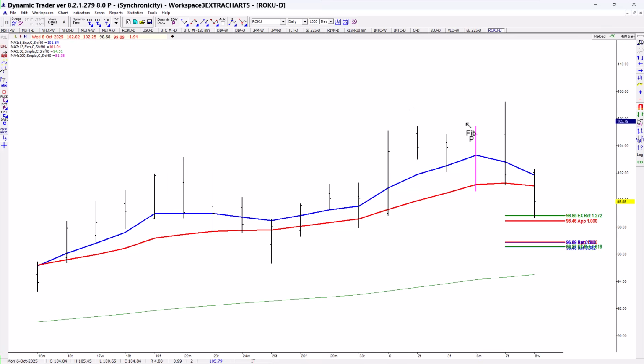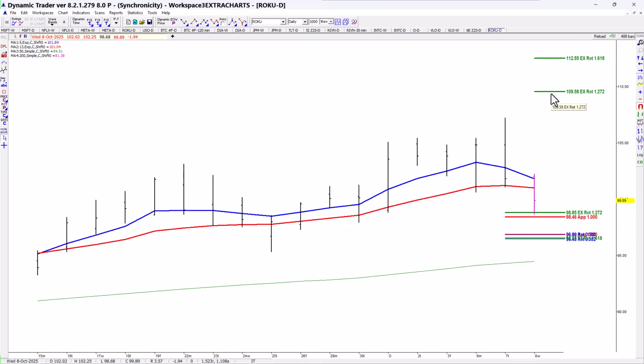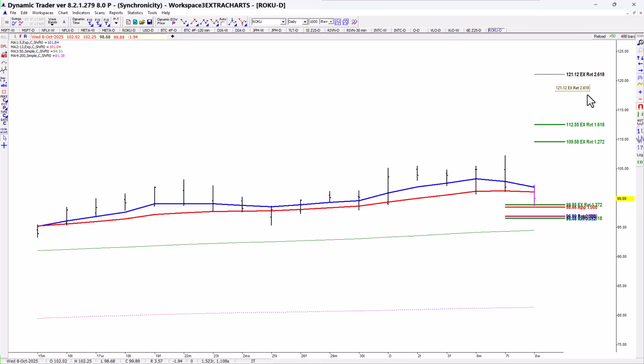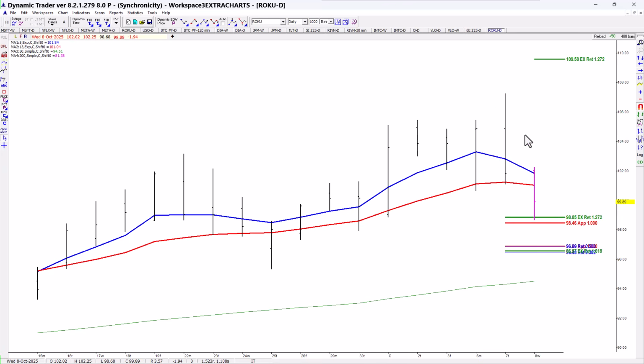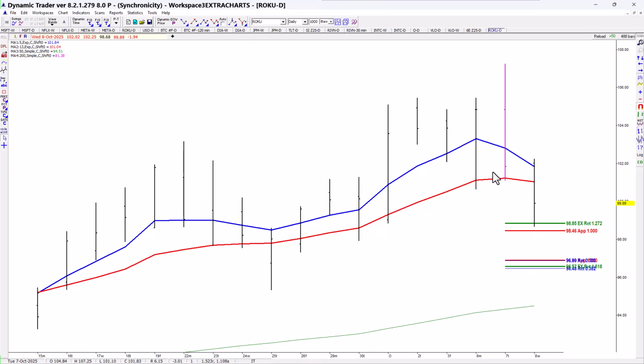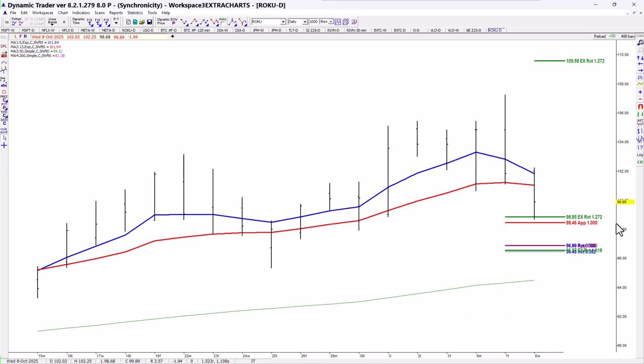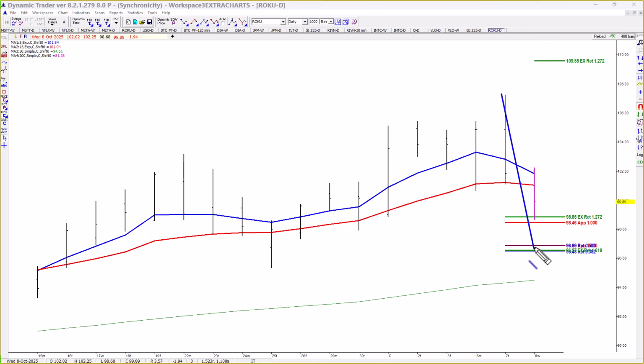Now, if we do hold this first area, for example, then our target for a move off of this area would be the 1272, that's target 1, and the 1618 is target 2. If you needed another target, 2618 is always target 3. Let's say we don't hold this area and we test the lower cluster instead. Well, then we'd have to give you some new targets if it tests this lower zone, because then at that point we would measure this high to this low and extend upwards, and it would be an even higher target.